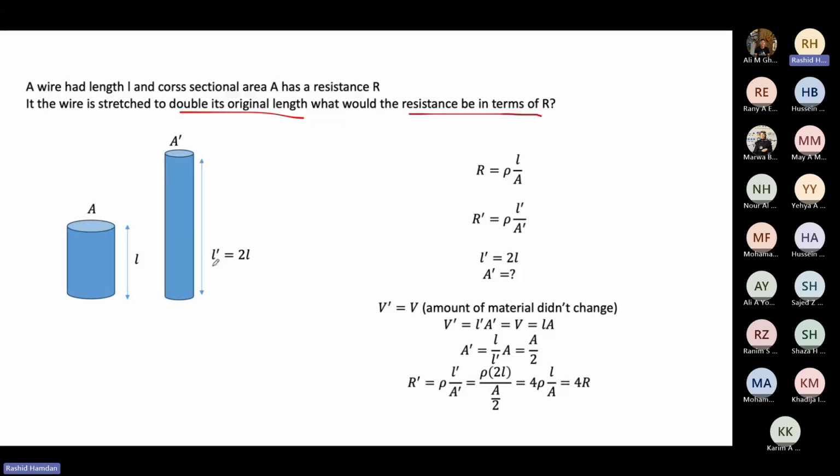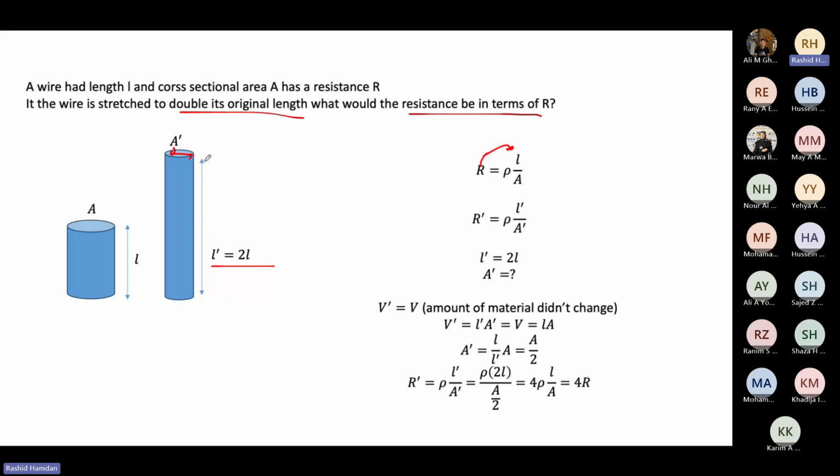So L prime is equal to 2L. Now, sometimes if we are quick, we don't think much about it. We say we doubled L, the resistance is going to be doubled because R is proportional to L. But the thing is, when we stretch a wire, the material has to stay the same material. I didn't bring a new material. I didn't connect it to a new wire. So when I stretch it, the area has to decrease. It has to shrink in area.